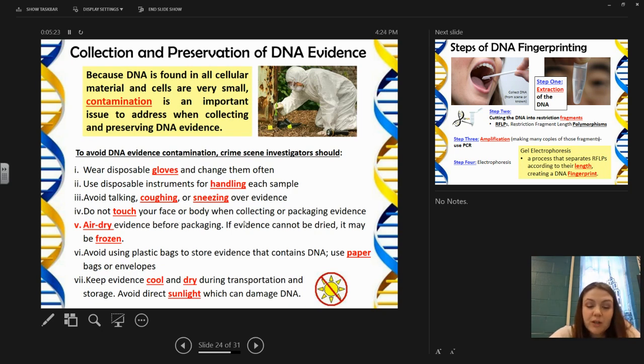Do not touch your face or body when collecting or packaging evidence. Let the evidence air dry before packaging. If evidence cannot be dried, then it must be frozen. Avoid using plastic bags to store evidence that contains DNA. Use paper packaging. Just like the blood, this is a decomposing raw material. It needs to have breathable packaging, which is paper. Keep evidence cool and dry during transportation and storage and avoid direct sunlight. Sunlight can actually damage the DNA and start breaking it down. So I'd be very careful with it to make sure that we don't ruin our DNA sample.